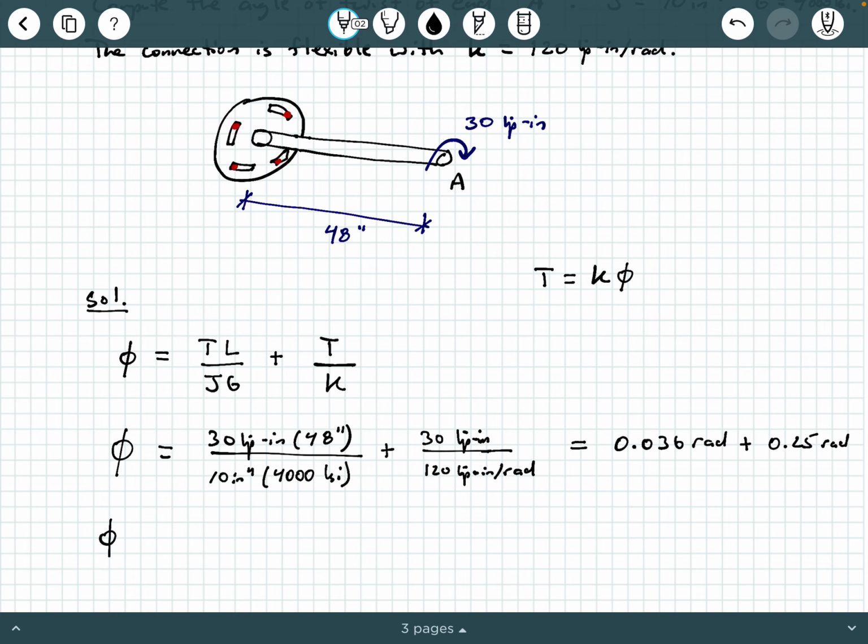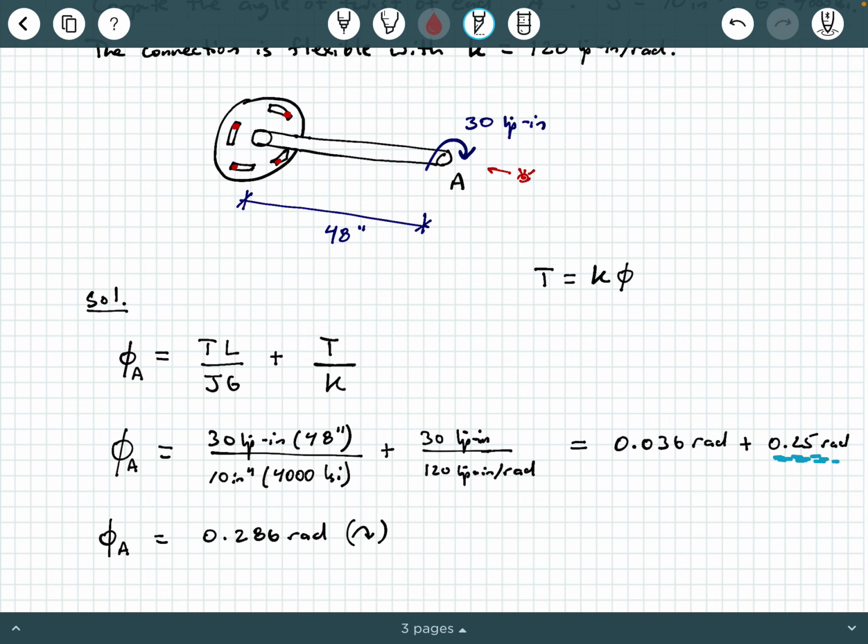And so finally, we say phi of A. You know, we could have put a subscript A under all of this, but phi of A is equal to 0.286 radians, and of course that's going to be going clockwise. If we were to put a little viewpoint here and look in this direction, we see that that's going clockwise.